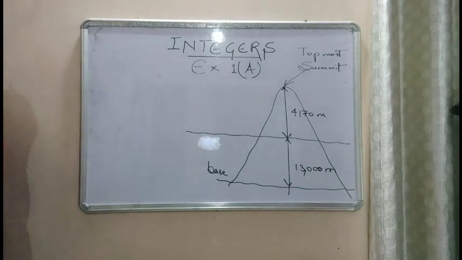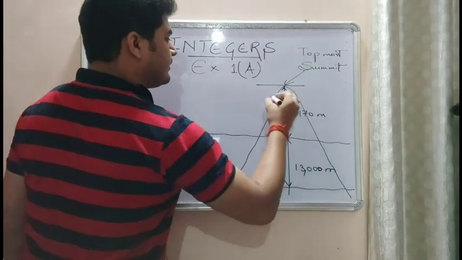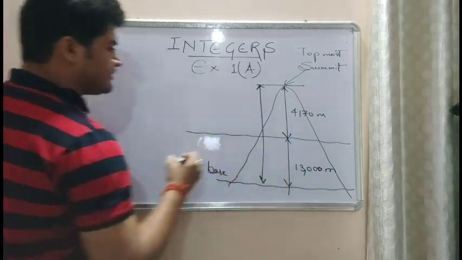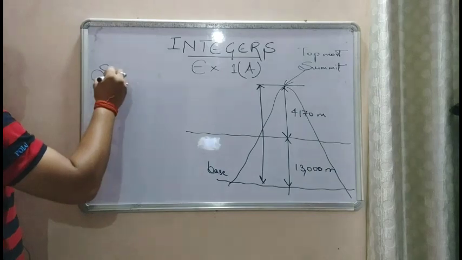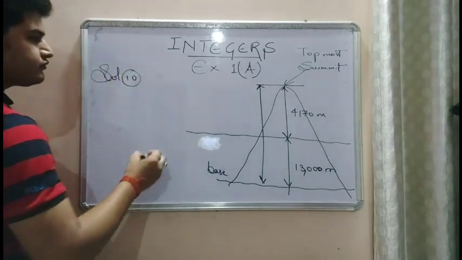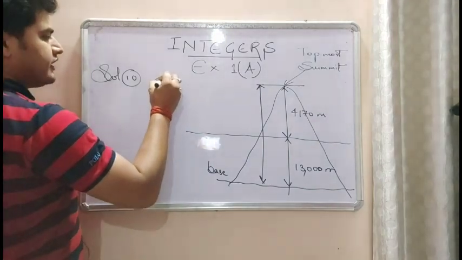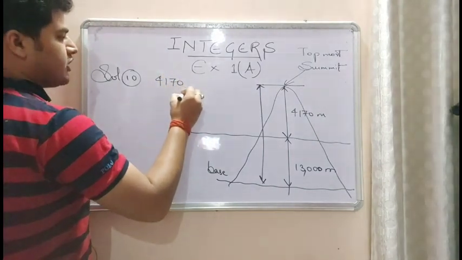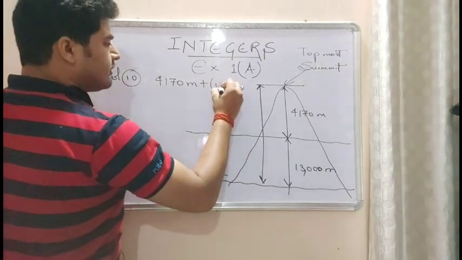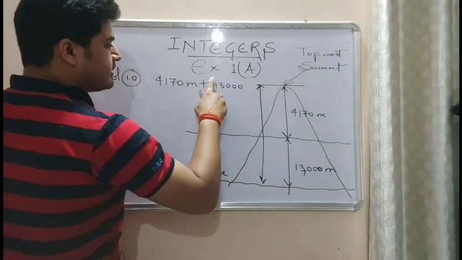So you have to find the difference between the elevation and the base. You have to find the total distance between the summit and the base. So the total distance will be: 4170 meters is positive, but 13,000 meters is negative.